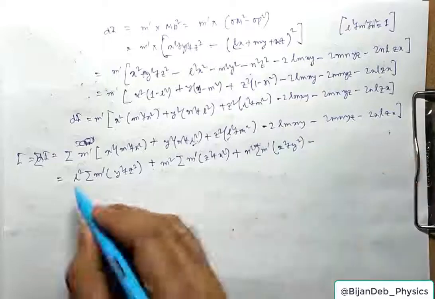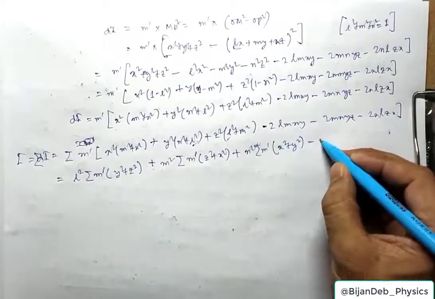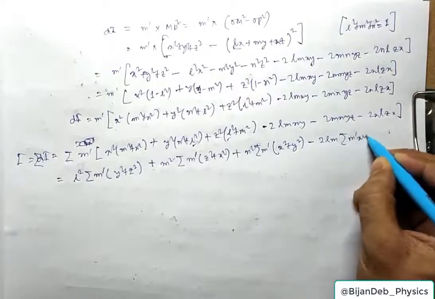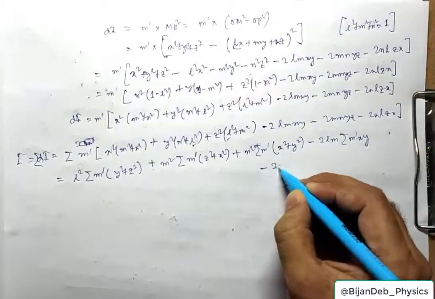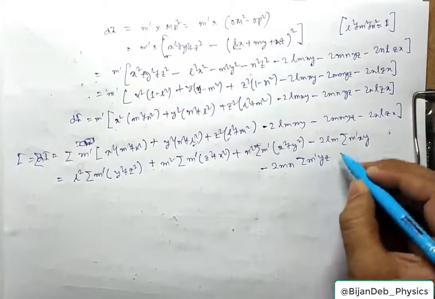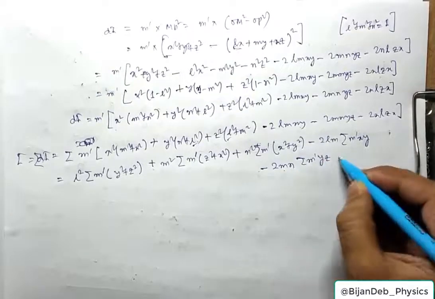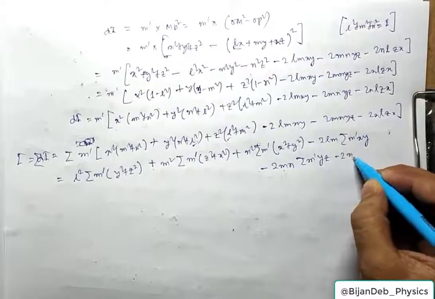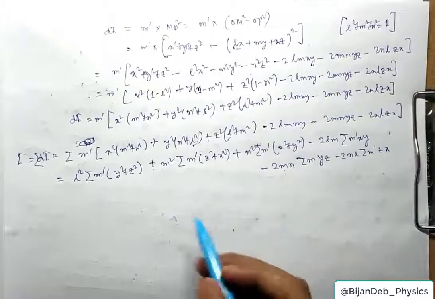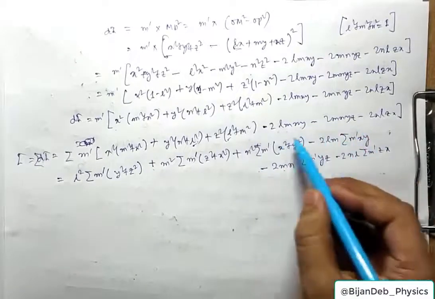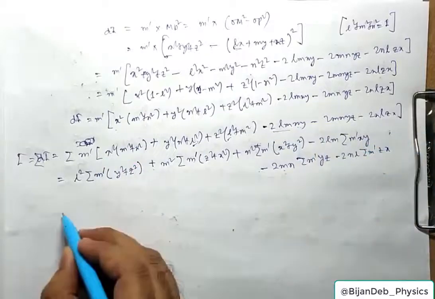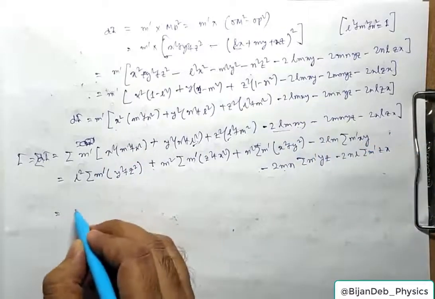Minus, now all we will take here common is minus 2lm. What will be the summation? It will be m prime xy. You simply check out minus 2mn, m prime yz, m has y, n has z, it will be like this. Minus 2nl, it will be m prime zx. So if we take 2lm common, then it is m prime xy. So simple, very easy.